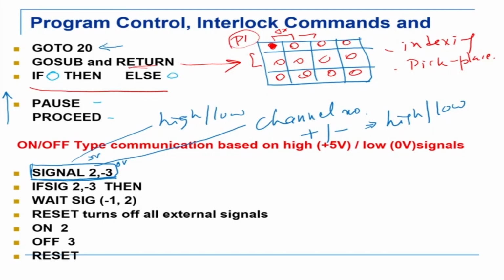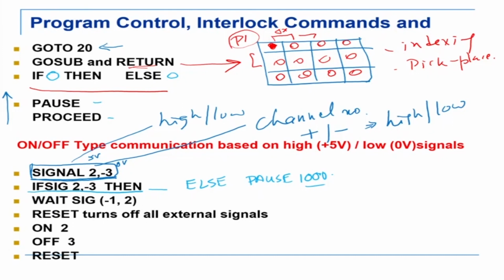Okay, so using these program control statements along with this signal syntax, we can make meaningful lines. For example here, if signal 2 plus minus 3, then do something. In this one, if you see, this is saying if signal on line number 2 is plus and line number 3 is minus, then do something. Else, you can say else pause, say pause 1000. So it will check this signal, else it will pause 1000.